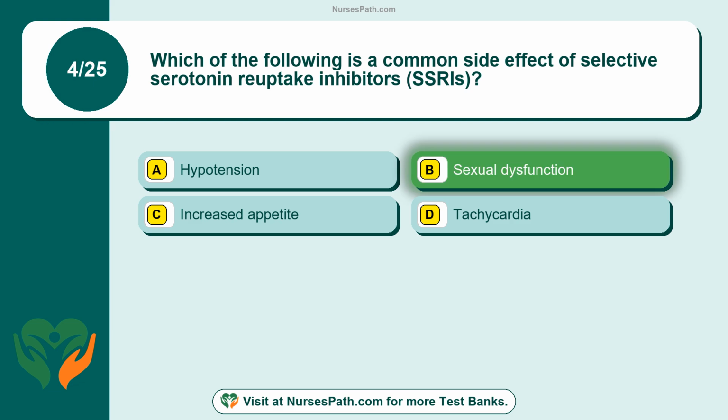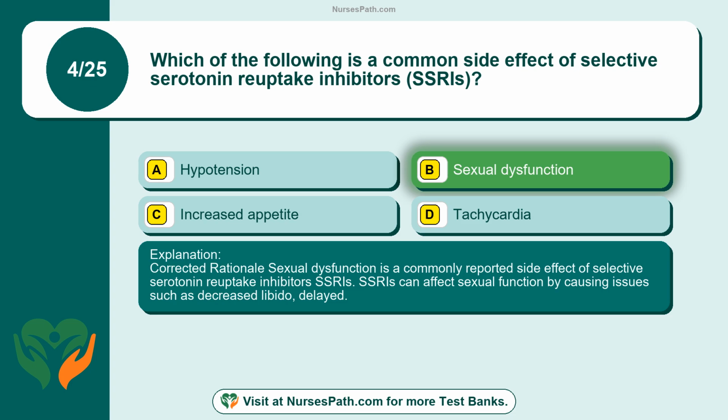Sexual dysfunction. Corrected rationale. Sexual dysfunction is a commonly reported side effect of selective serotonin reuptake inhibitors, SSRIs. SSRIs can affect sexual function by causing issues such as decreased libido, delayed.